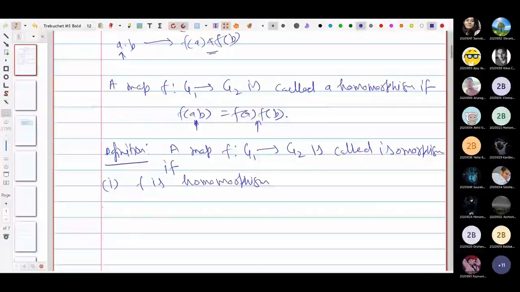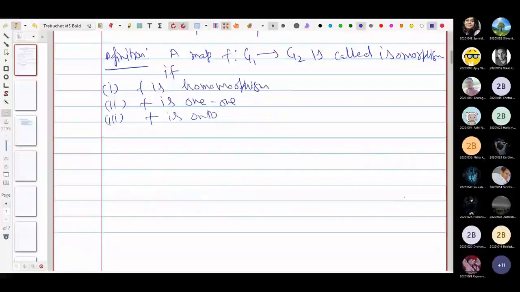Second, f is 1-to-1, and third, f is onto. So an isomorphism is equivalent to homomorphism plus 1-to-1 plus onto. Okay, so this we should remember.